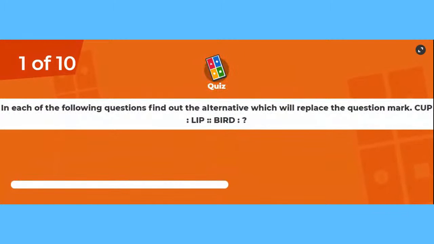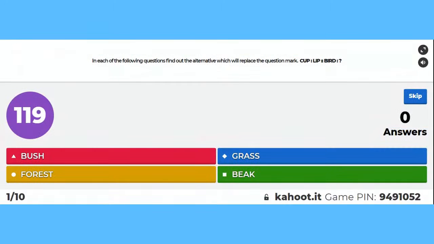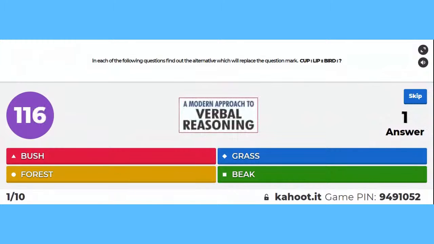The first question is: in which of the following do you find the alternative which will replace the question mark? Cup is to lip as bird is to what? Let me give you a hint. A cup is used to drink something with the help of the lips. So what does the bird use to drink? You all have plenty of time to answer it. And I think it's a very easy one.